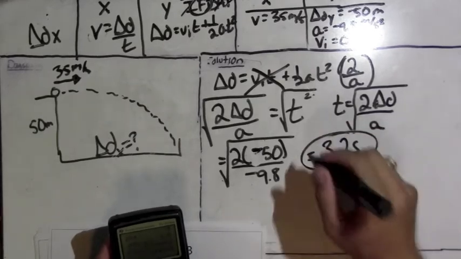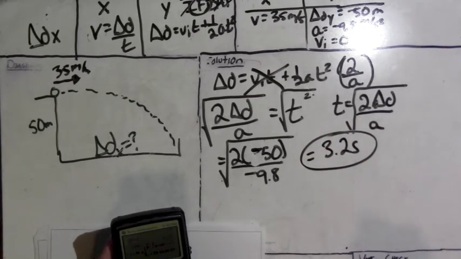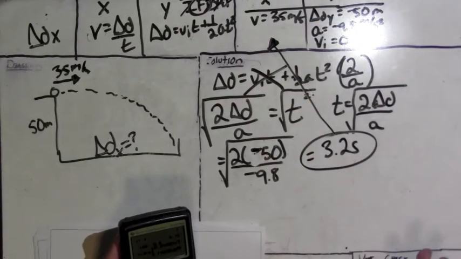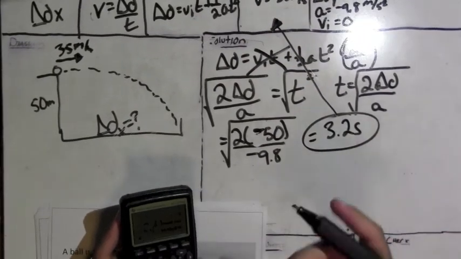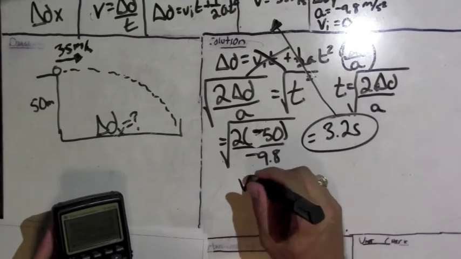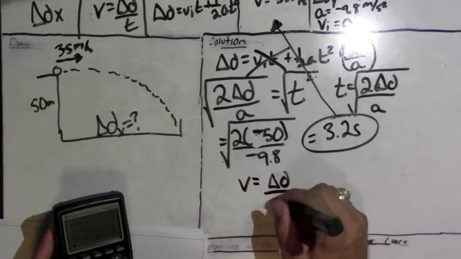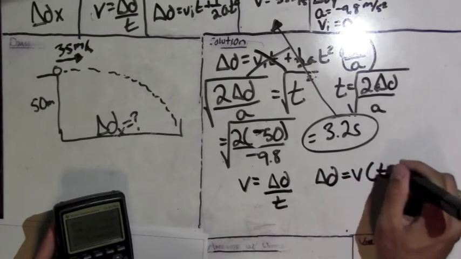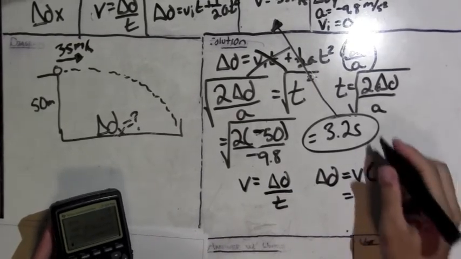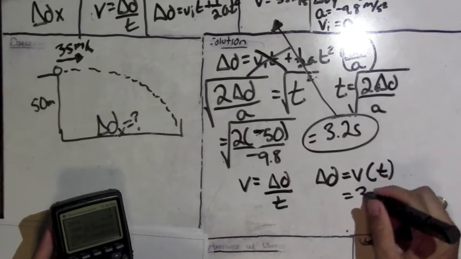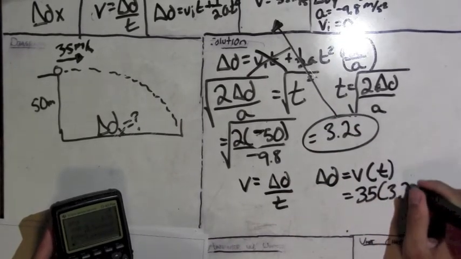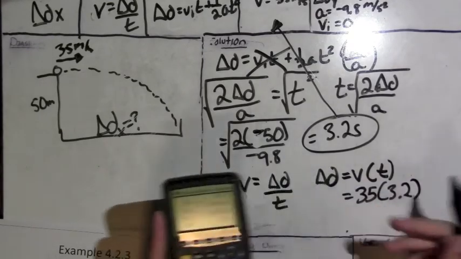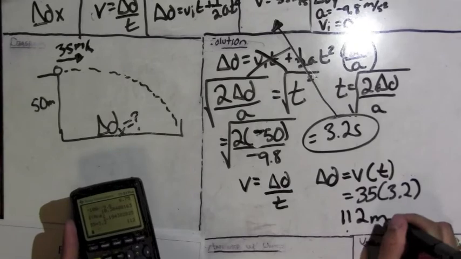So now that the time is 3.2 seconds, remember the whole purpose of solving for time is that time can cross over into the x variables. So now I can apply it, and I can say v equals delta d over t, or delta d equals vt, rearranged, which is equal to 35 times 3.2, which if we go to our calculator, 35 times 3.2 gives us a value of 112 meters.